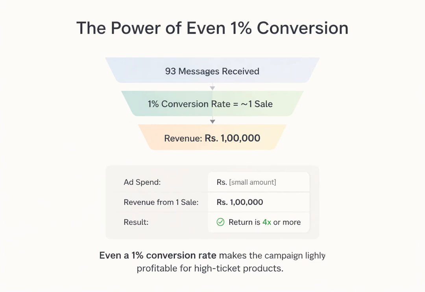Here's where it gets really interesting. Even if only 1% of those 93 messages converted into an actual sale, that's roughly 1 customer. The revenue from that single sale is 1 lakh rupees. Compare that to the small amount spent on the ad, and your return is already 4 times or more what you invested. This is the core principle of high-ticket product advertising. You don't need a high conversion rate to be profitable. Because the product value is so high, even a tiny conversion rate generates a massive return. This is why understanding your product's price point is so critical when designing your ad strategy.